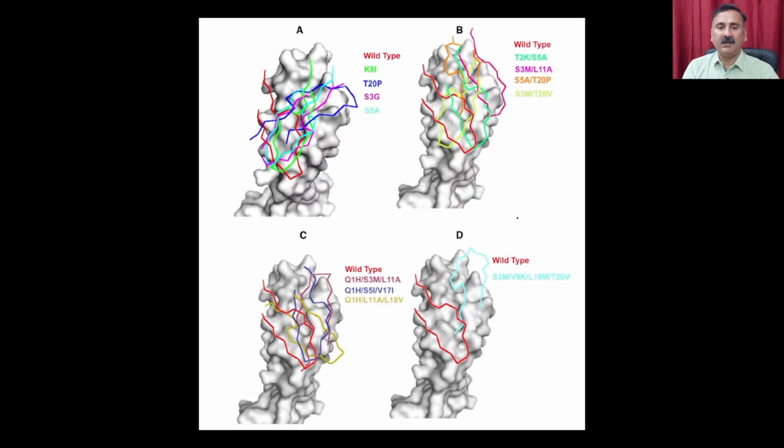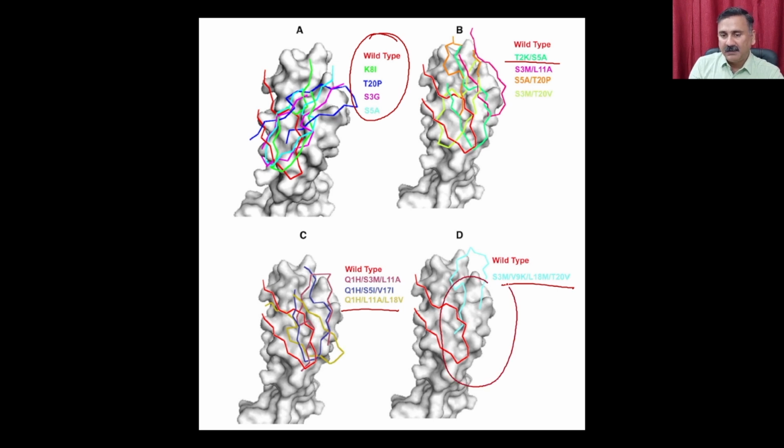Now if you see how it is binding, when we do the substitution on the peptide, it rotates and binds, changing its conformation and binding site. When we did the double substitutions, triple substitutions, and ultimately the quadruple substitutions, it changed completely and started mapping this particular site, and that's how it is going to disrupt the interaction with Plasmodium falciparum.